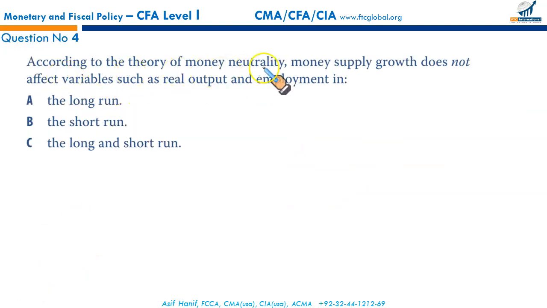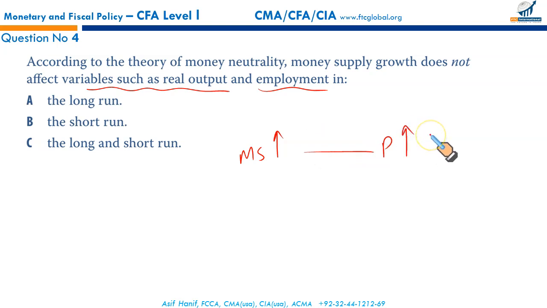According to the theory of money neutrality, money supply growth does not affect variables such as real output and employment in the long run, short run, or both long and short run? According to the theory of money neutrality, an increase in money supply ultimately leads to an increase in price level, and it leaves real variables unaffected in the long run. So that makes A the correct option.